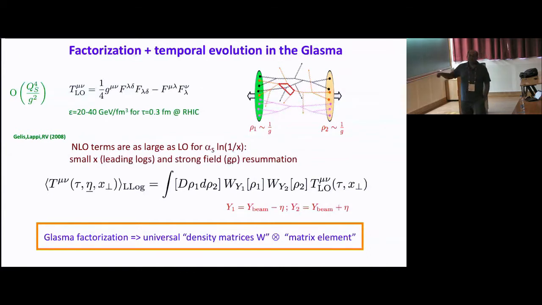But these objects are much more complex than the PDFs that you measure. Okay, they're really density matrices, or at least components of density matrices, which contain a lot of information. Okay, and this is, if you like, your matrix element that you compute.